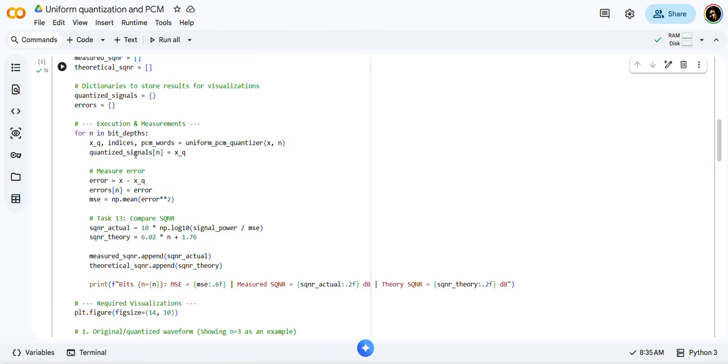The mathematics of SQNR, the actual signal to quantization noise ratio, is calculated using 10 log 10 of signal power by MSE. For a full-scale sine wave, the theoretical formula is SQNR equals 6.02 n plus 1.76 dB. Our code prints both values side by side to prove that the theoretical perfectly matches the simulated reality.